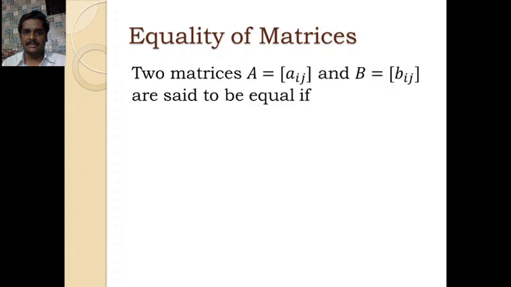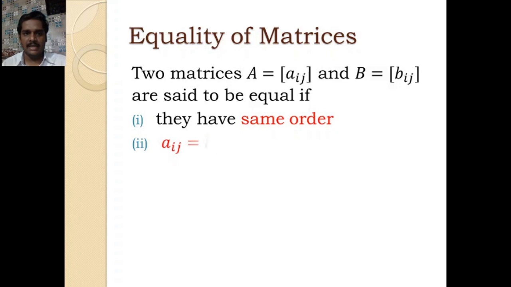Two matrices A equals Aij and B equals Bij are said to be equal if they have the same order and Aij equals Bij for all i and j.